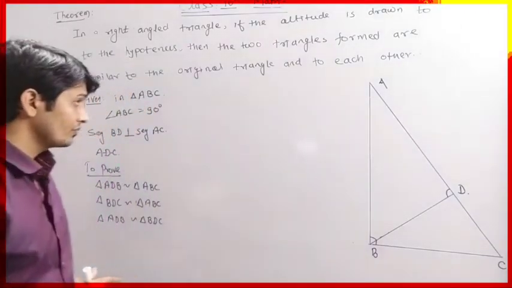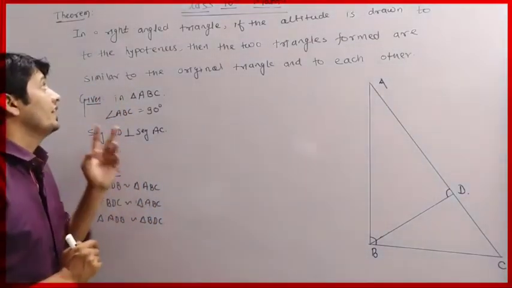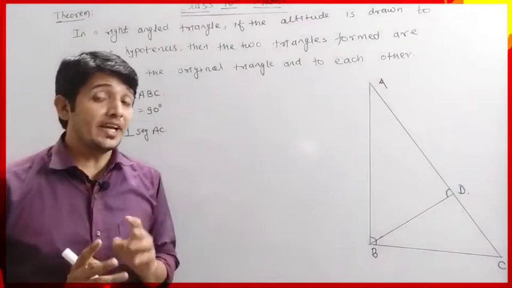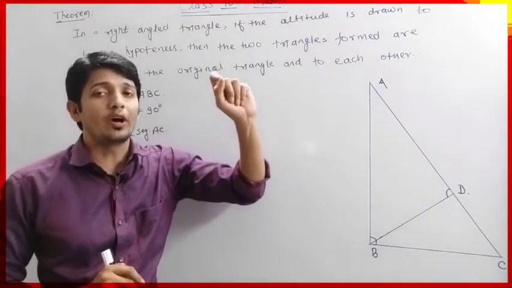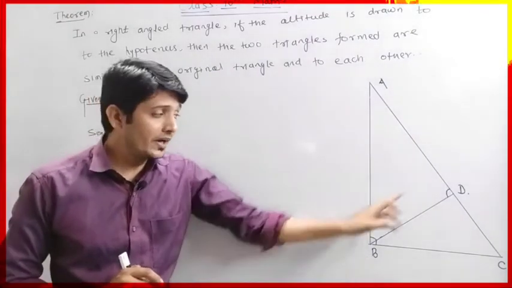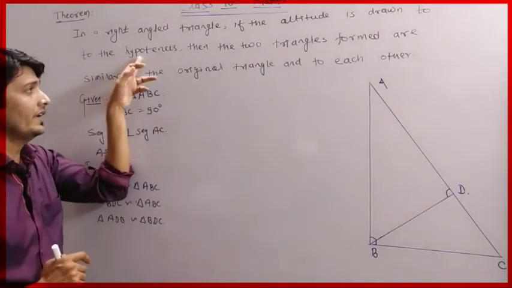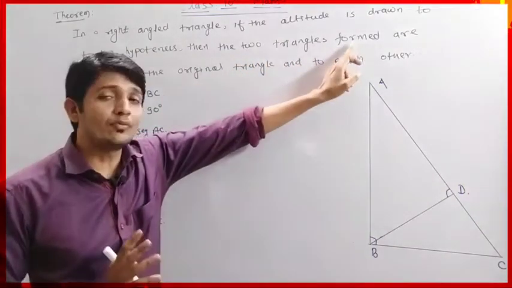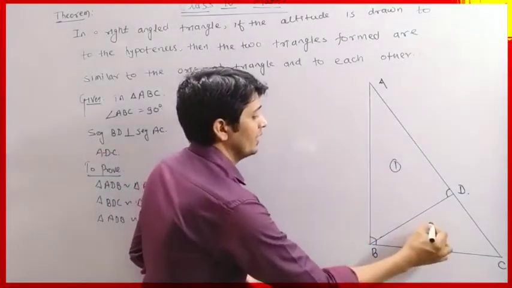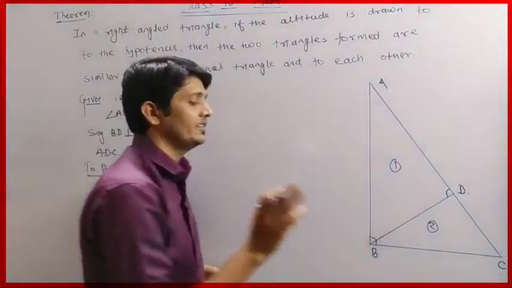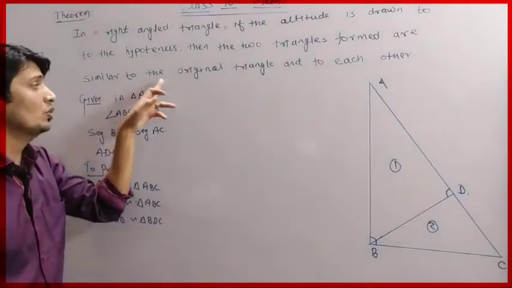Okay, so we have to just understand the statement of the theorem. The statement says: in a right angle triangle, we are talking about a right angle triangle, if the altitude is drawn, that is, if we draw an altitude, it is nothing but the segment BD on the hypotenuse, then two triangles are formed. See, these two triangles are formed. This one is the first triangle, this one is the second triangle, and the whole ABC is the third triangle. We have three triangles.